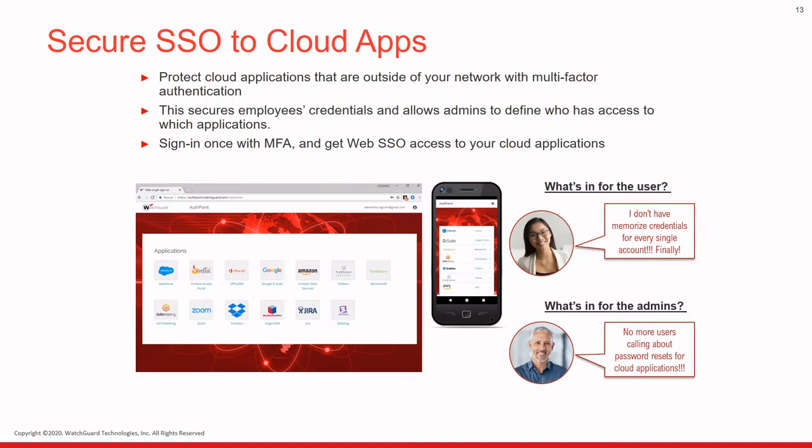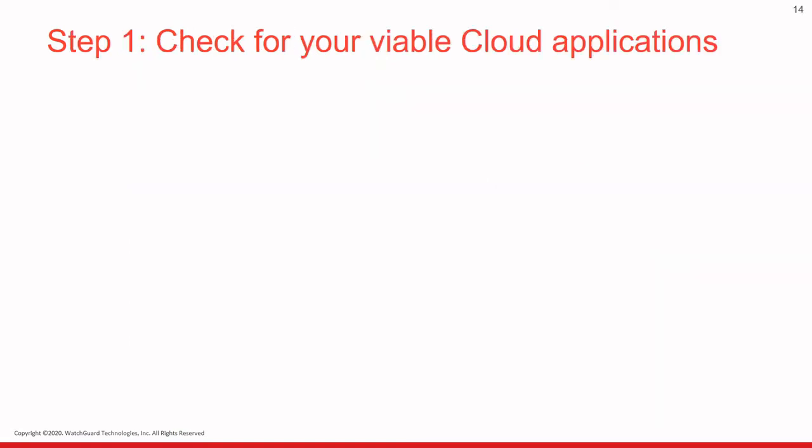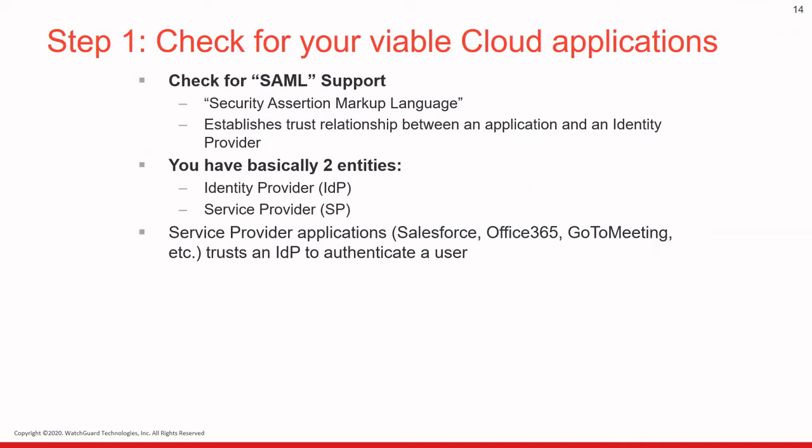So if we decided to go with this feature as the first feature that we want to configure and protect using MFA, how are we going to do it? Step one is that you need to check for your viable cloud applications. And here I just wanted to share with you that we are using SAML. SAML is Security Assertion Markup Language. It's a protocol that is going to establish the trust relationship between the application and the identity provider.